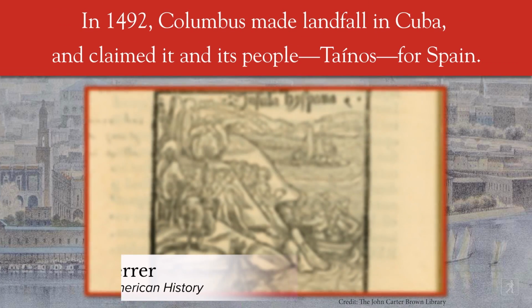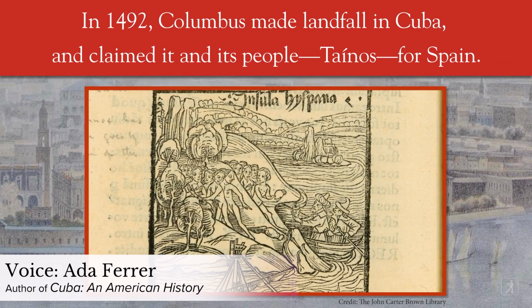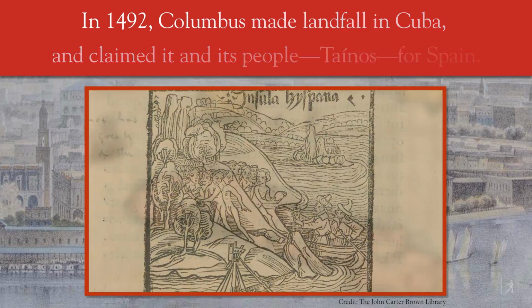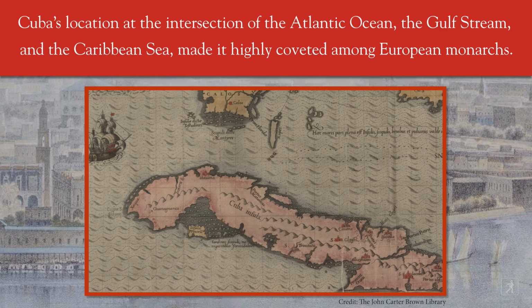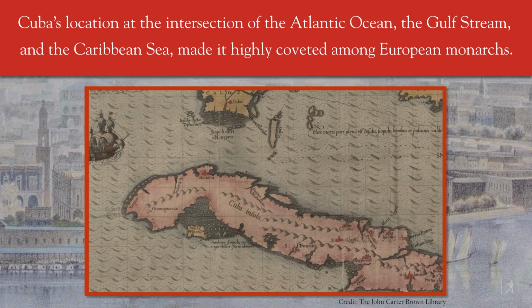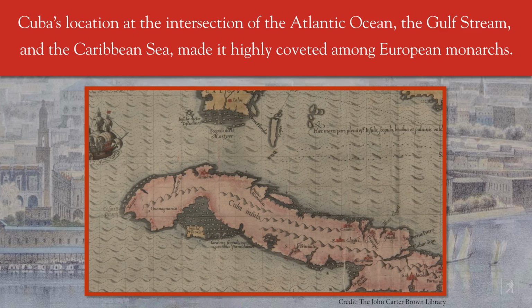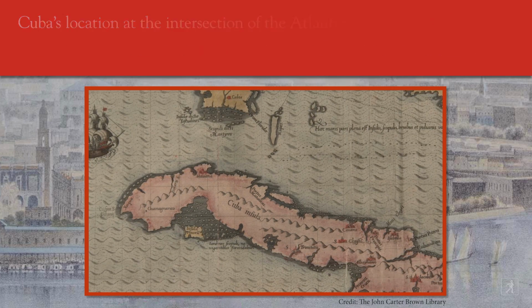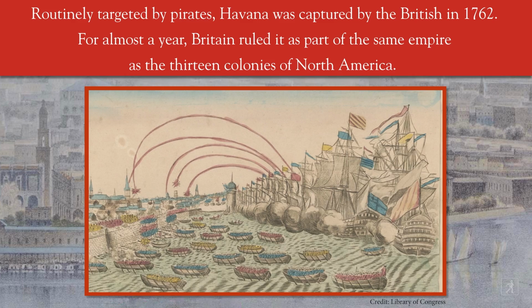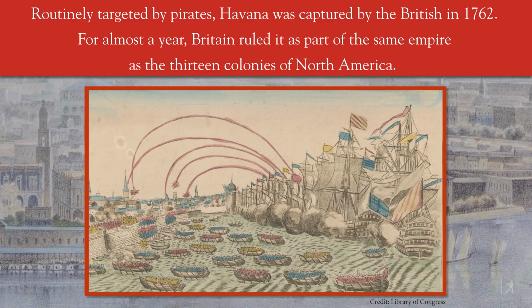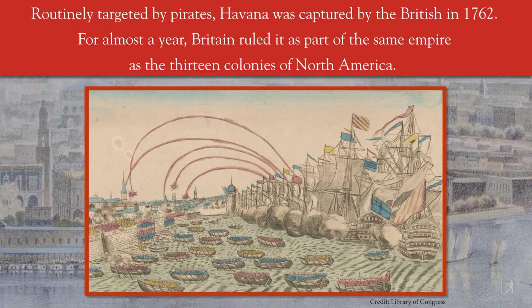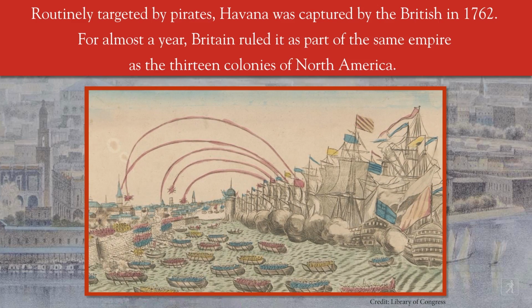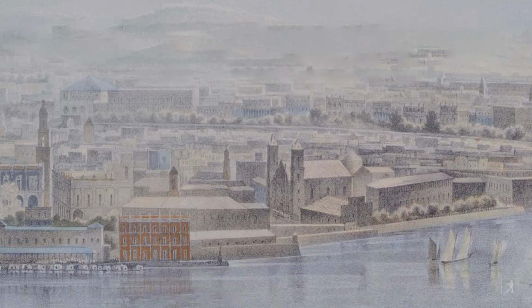In 1492, Columbus made landfall in Cuba and claimed it and its people, Taínos, for Spain. Cuba's location at the intersection of the Atlantic Ocean, the Gulf Stream, and the Caribbean Sea made it highly coveted among European monarchs. Routinely targeted by pirates, Havana was captured by the British in 1762. For almost a year, Britain ruled it as part of the same empire as the 13 colonies of North America.